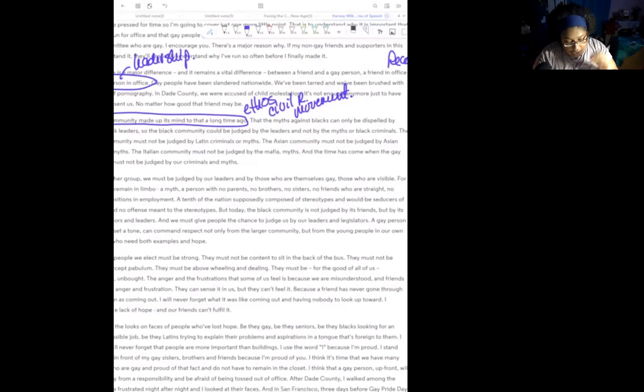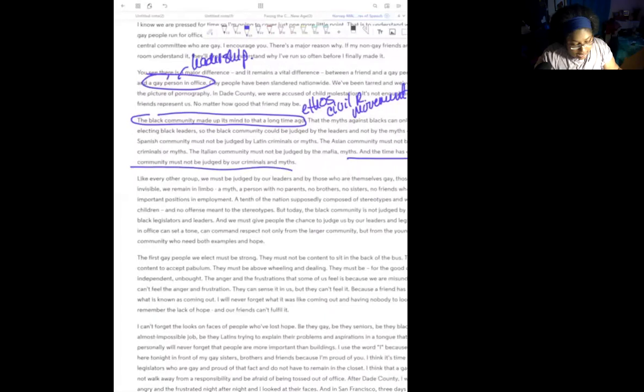Here's a really great line. The time has come when the gay community must not be judged by our criminals and myths. This is something that I told you about that was coming. And yes, this is a claim here. He is making a claim here. And what a claim is, is that he is saying, this is what needs to be happening, right?